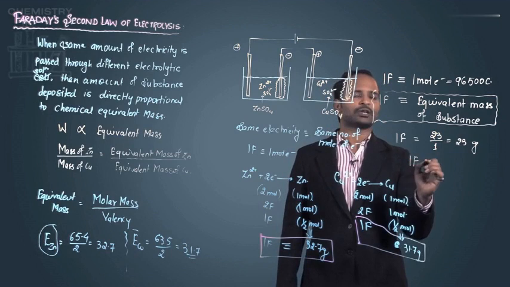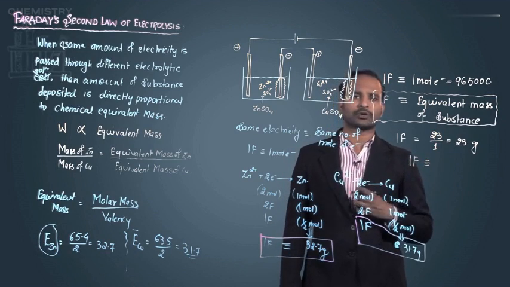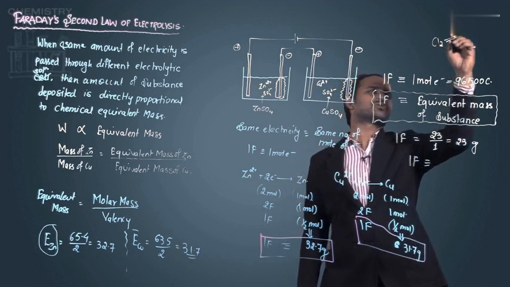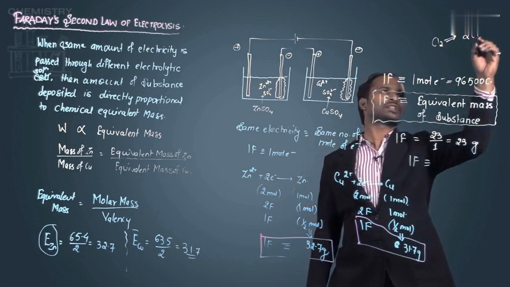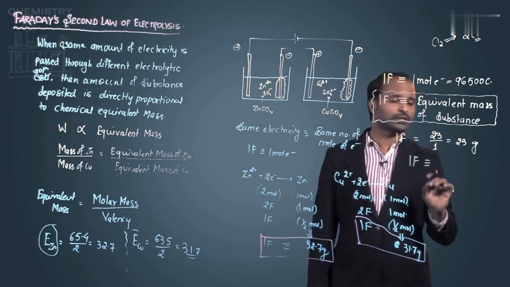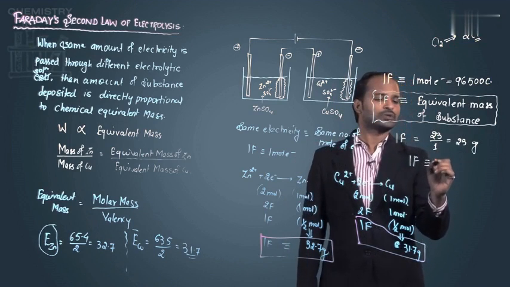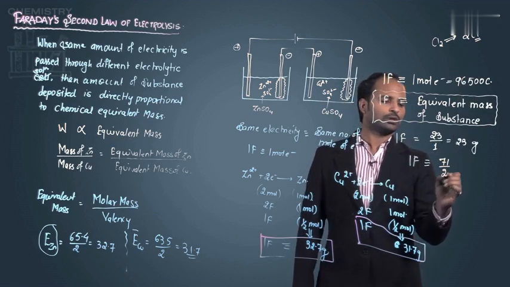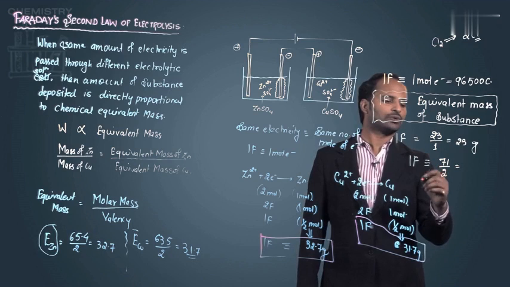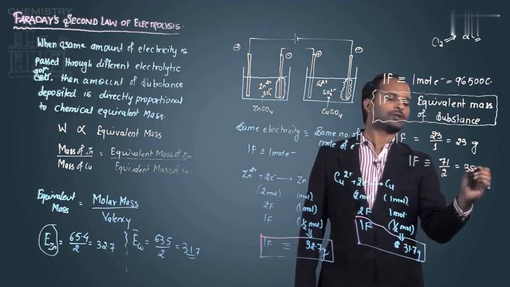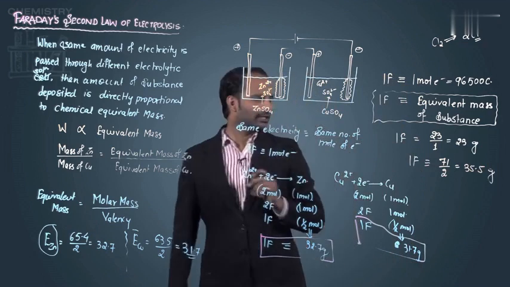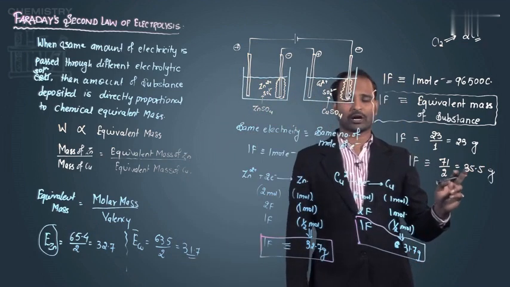If I am passing 1 Faraday of electricity, how much chlorine will deposit? Chlorine, that is Cl2, has 2 electrons, formed from 2 Cl minus. That means there is a 2 minus charge, so the valency will be 2. For Cl2 the mass is 71, but that 71 has 2 charges, so it is 35.5 gram. That means 1 Faraday of electricity will deposit 35.5 gram of chlorine.